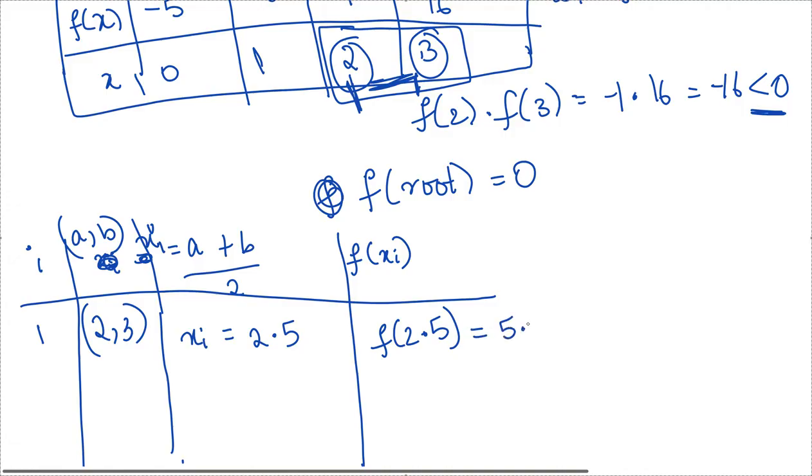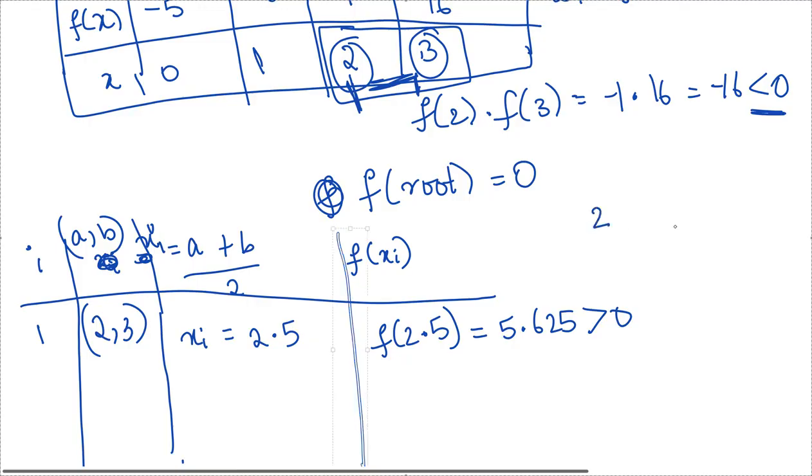It is 5.625. Okay, we can use our calculator to calculate. It is 5.625, which is greater than 0. Okay, so what is f of 2.5 giving us? It is giving us greater than 0. So what do we want?